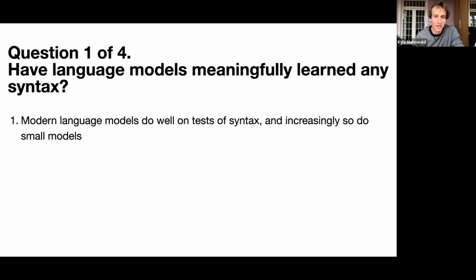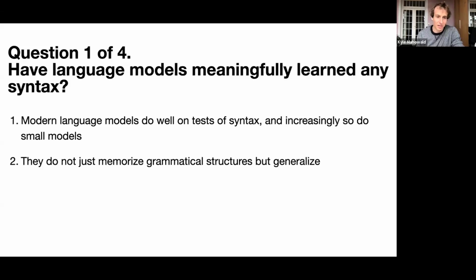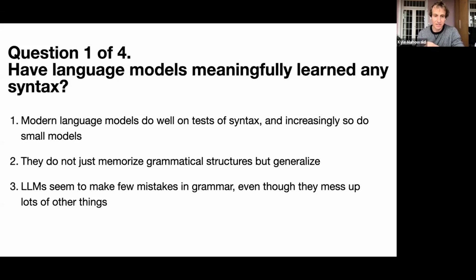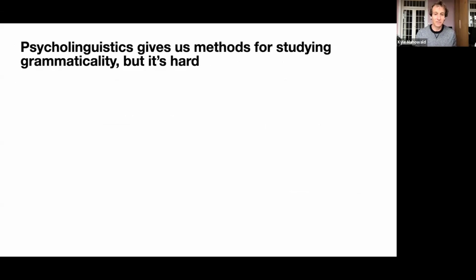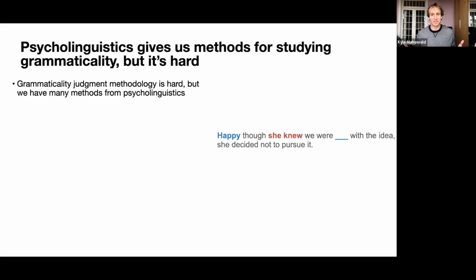Okay, so for this first question, have language models meaningfully learned any syntax? I'm going to say that they do well on tests of syntax. I'm going to make some argument they don't just memorize grammatical structures, but generalize. And this is in contrast to the fact that in other realms of cognition, and we've seen a lot of examples of these, they do seem to mess up some other stuff. So on the first point, grammaticality judgments like the kind I was showing with "happy though she knew we were with the idea," we have nice methods for studying these from psycholinguistics.